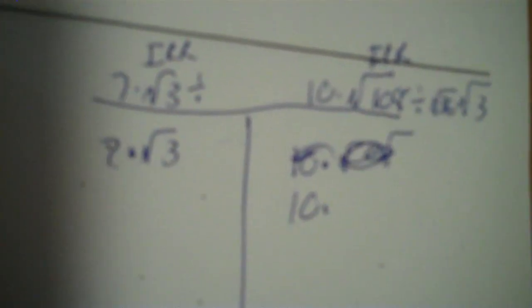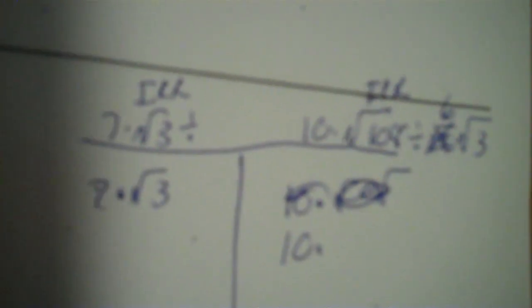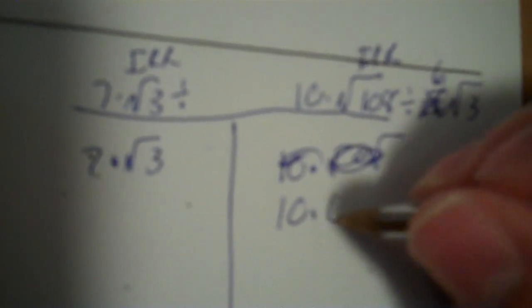Sorry about that. So the square root of 36 is 6, so instead of 10 times the square root of 108, we now have 10 times 6 times the square root of 3. And then 10 times 6, of course, is 60 times the square root of 3. So this goes from 10 times the square root of 108 to 60 times the square root of 3. They're equivalent expressions. The 60 times the square root of 3 is in simplest form. So now the 7 and the 60 are the outside coefficients, and they are like terms because they're both multiplied by the square root of 3.